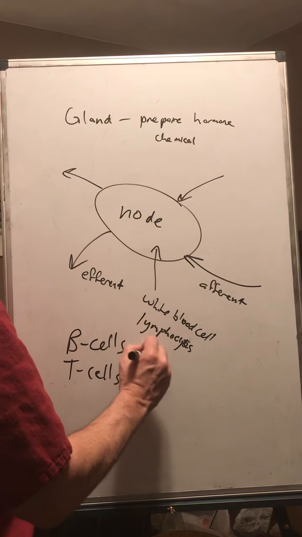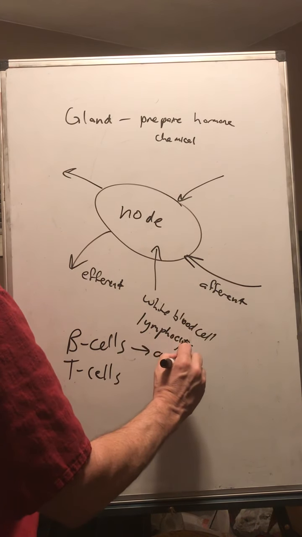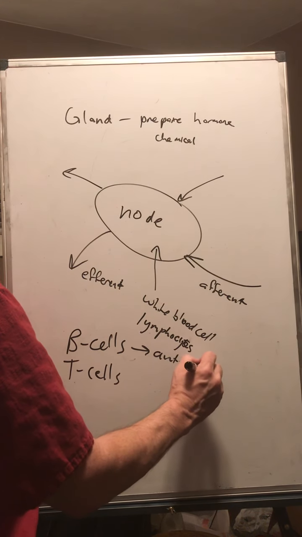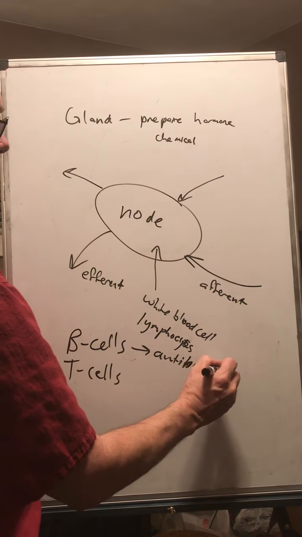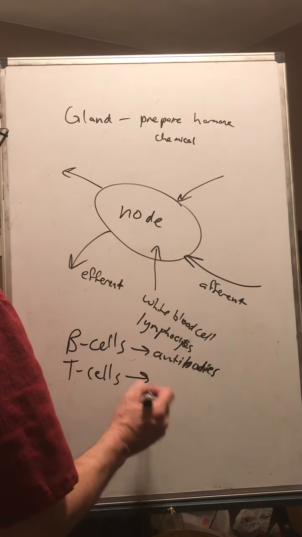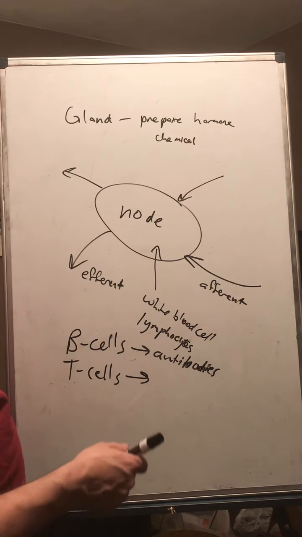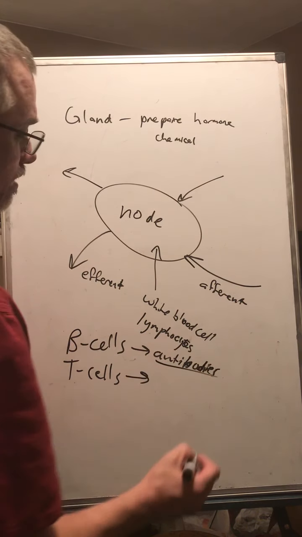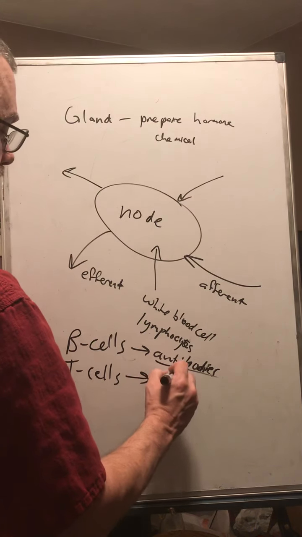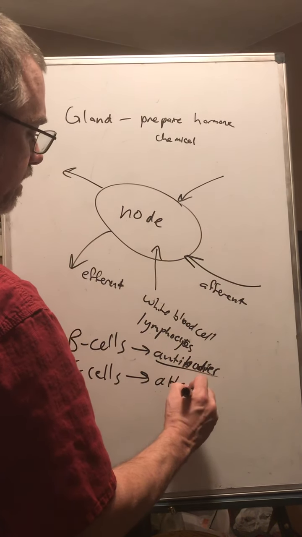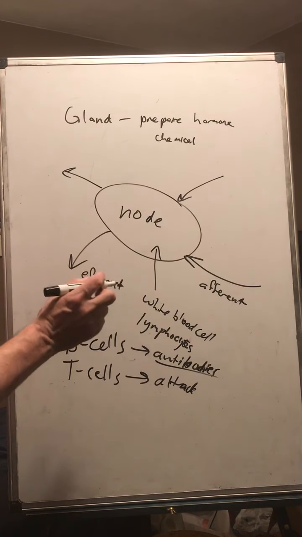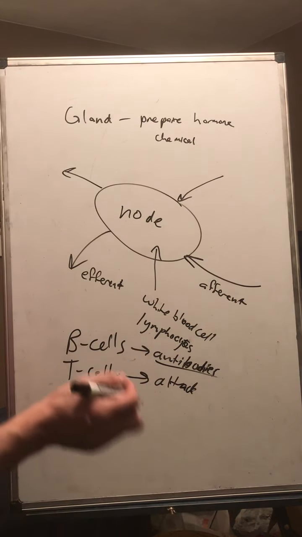B cells produce something called antibodies. Antibodies are used to identify harmful materials and like viruses, like COVID-19. If you catch COVID-19, you're going to produce antibodies against COVID-19. T cells carry out an attack. They attack any bacteria and things that are brought into the cell. So you got your T cells and your B cells.